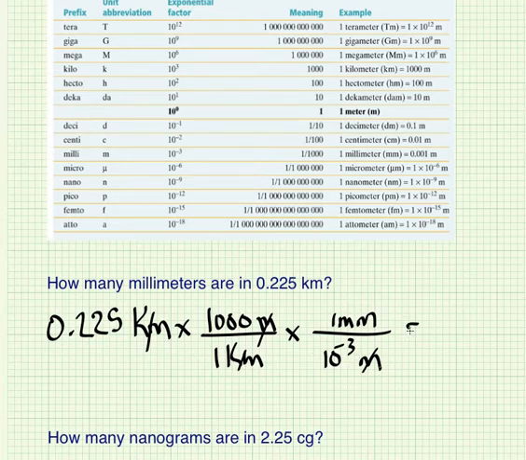All right, so now we can multiply this out, and I'm going to get 2.25 times 10 to the 5th, and that will be in millimeters. There are lots of millimeters in a kilometer. Remember, milli is going to be small. Okay, take a moment and let's see if you can do the next one.